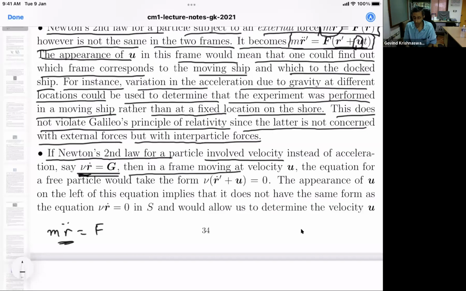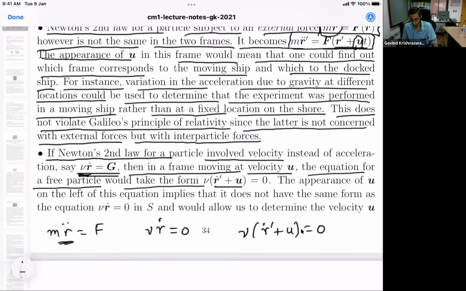Then in a frame that is moving at velocity u, the equation for a free particle would take the form, so you have to do the transformation, replace r by r prime plus ut, then take the derivative. So r dot will become r prime dot plus u. Let's consider a free particle for simplicity. The equation for a free particle in the original frame was nu r dot equal to 0 in this new version of Newton's law. And in the primed frame, it is nu times (r prime dot plus u) equal to 0.